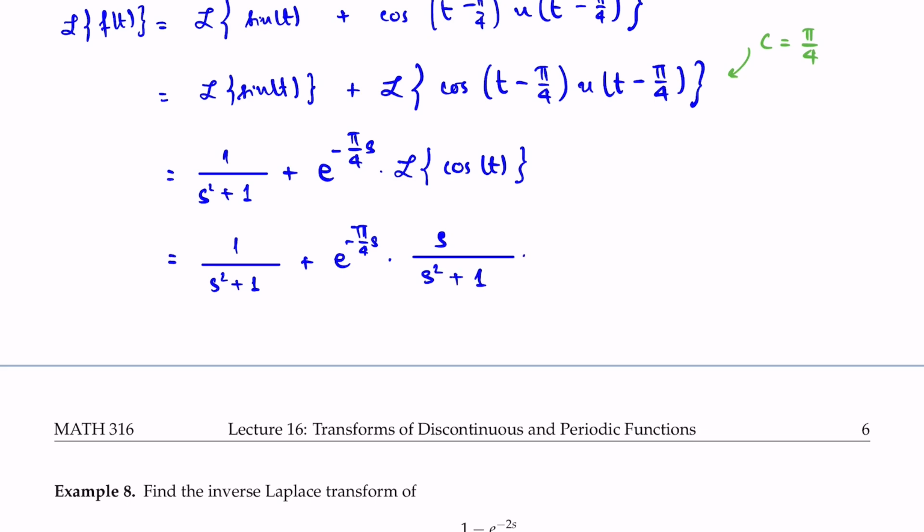Are we good with this? Any questions? Okay, no. Good. Now we're done with Laplace transform.